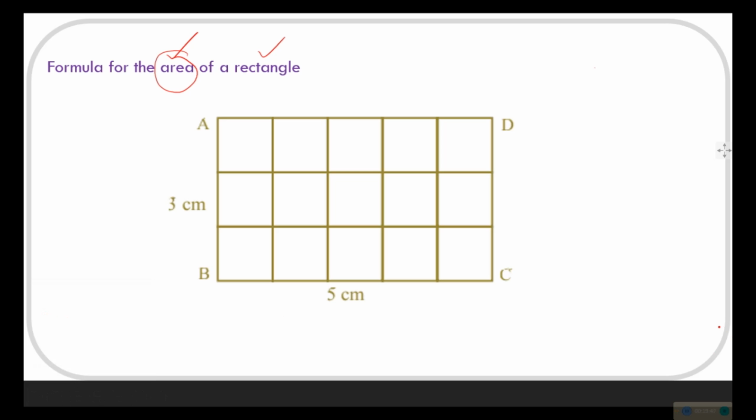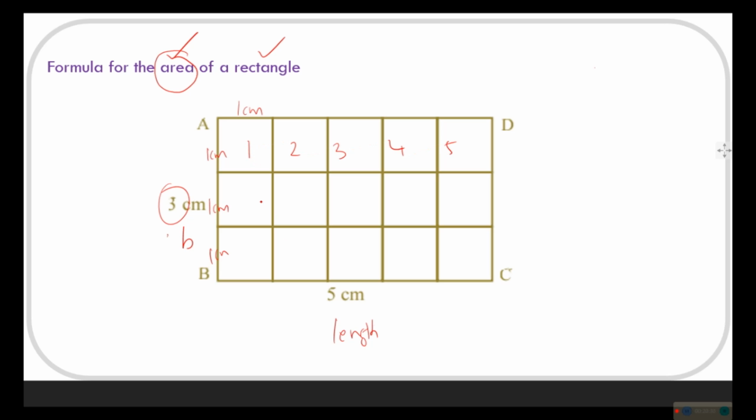Here is a way of presenting a rectangle with squares in it. Why squares? Squares have the same length and breadth. Here is a rectangle with 3 centimeter breadth and 5 centimeter length. In rectangle ABCD, we can see 1 centimeter divisions. This is 1 centimeter, this is 1 centimeter, and altogether it is 5 centimeter. Here also 1 centimeter each, altogether 3 centimeter. There are 5 squares lengthwise and 3 squares breadthwise. Total 15 squares are there if I count, right?